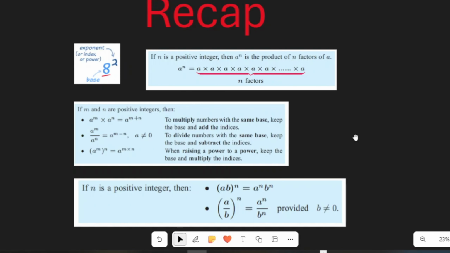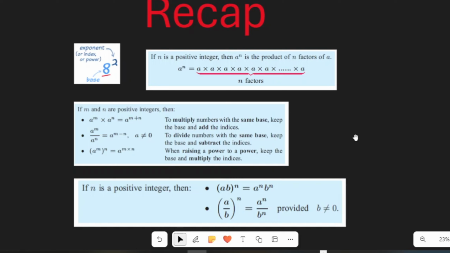And finally, here's a quick recap of everything we've learned today. So we have the base and the exponent or power or index. A power is usually, if it's a to the power of n, it's the same as a times a times a n times. And to multiply numbers with the same base, we keep the base and add the indices. Divide the numbers with the same base, we keep the base and subtract the indices. And when raising a power to a power, we keep the base and multiply the indices.